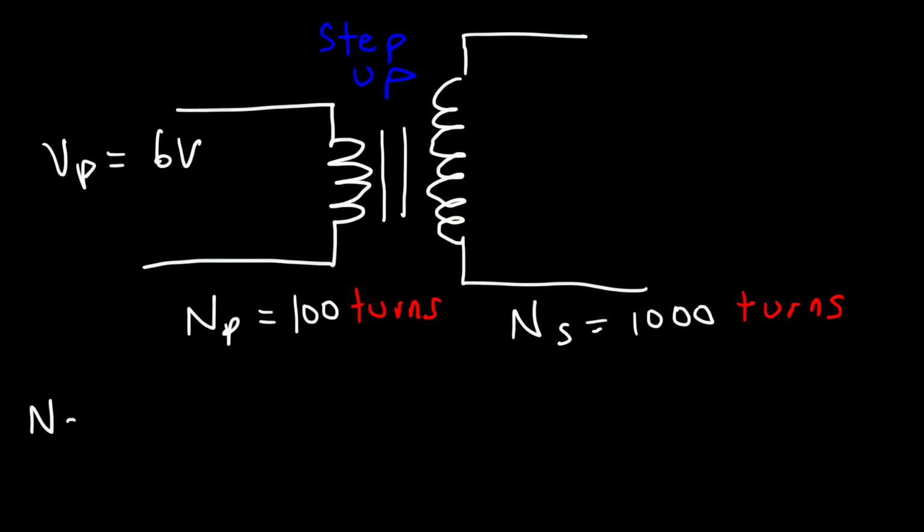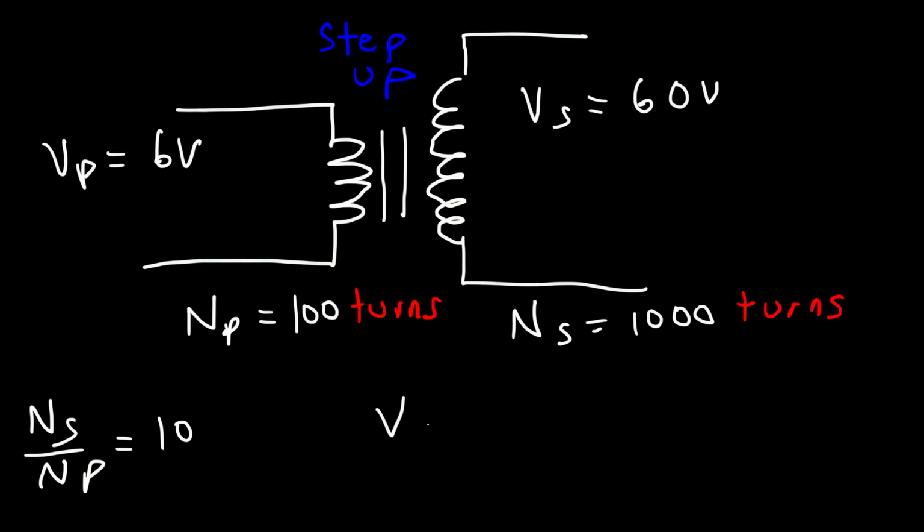Notice that the ratio between NS and NP is 10. 1,000 divided by 100 is 10. So the voltage will increase by a factor of 10. The voltage at the secondary coil will be 60. When the voltage goes up, the current goes down, such that the power will be the same for an ideal transformer, if it's 100% efficient.